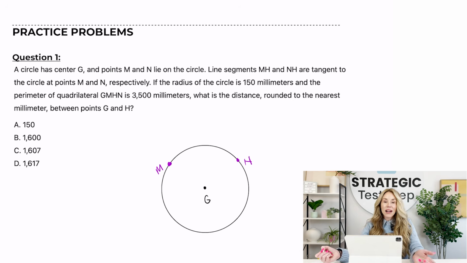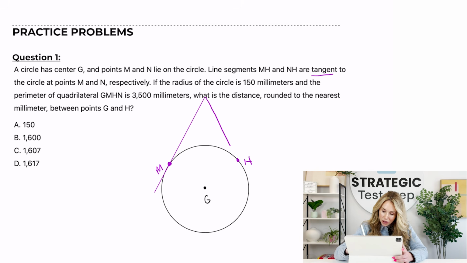And then it says line segments MH and NH are tangent. Okay, they're tangent to the circle. So that means they're going to form right angles with the radius. So let me draw a line going through that point, make it tangent. Okay, perfect. And then I'll do the same for N. All right, perfect. Sorry, I don't know why I called that H. I meant to call that N. My bad, you guys. This is H up here.